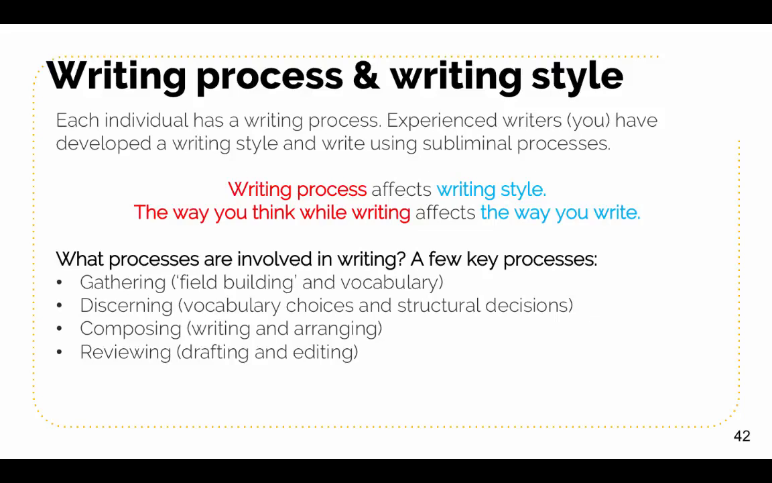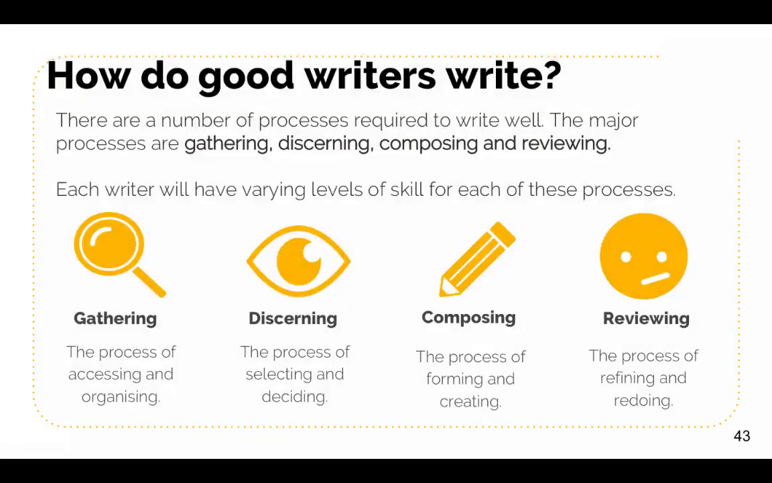So there's lots of processes in writing, but here are a few of the key processes that you can focus on in the classroom. The major processes that they use are these 4 processes. So gathering is the process of accessing and organizing. It's finding new information, and if they're writing about a subject, it's being resourceful and gathering the information that they need to be able to write about the subject well. If they're writing a film review, they need to watch the film. So this is the first process in writing.